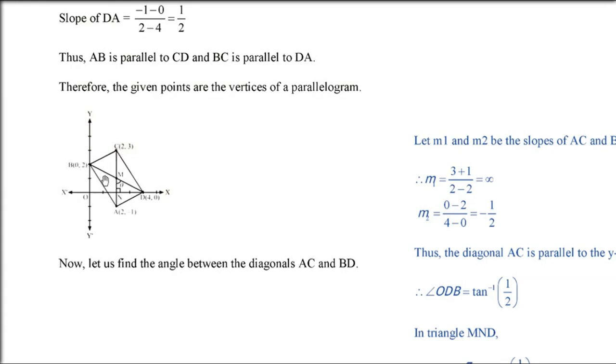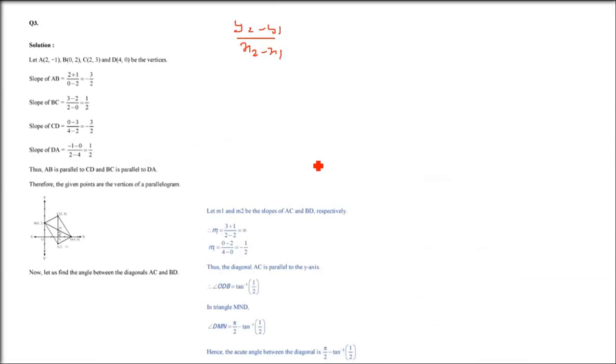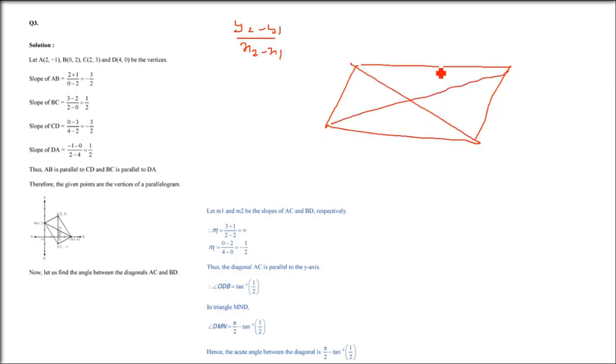Now coming to the angle. So we have to find out the slopes of these 2 lines, and then this angle. We have a parallelogram. Now we have the endpoints of these 2 diagonals also. Okay, so this is 2 minus 1, say this is 0, 2, and you have 2, 3 and 4, 0. So 2 minus 1 and 2, 3, we know the slope.